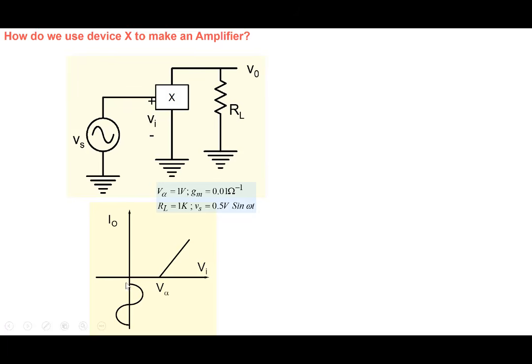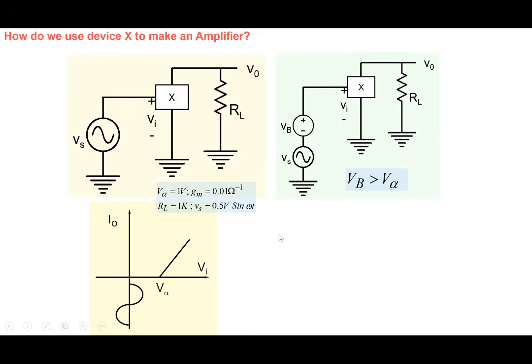So somehow the input is very weak. The input lies here, so we have to shift the input to this particular region, because that's where the current is flowing, right? It's easy to shift the input here if we add a voltage, a DC voltage here.